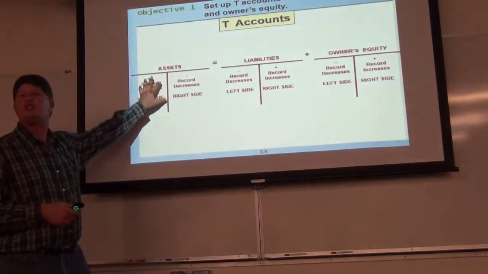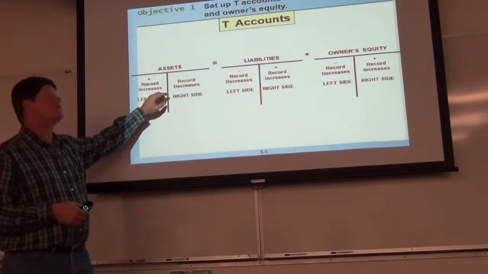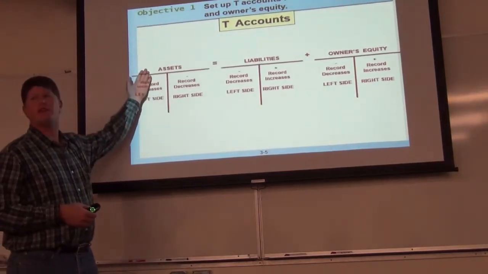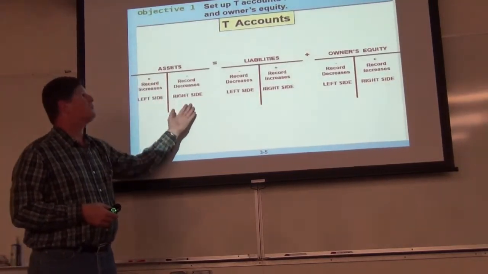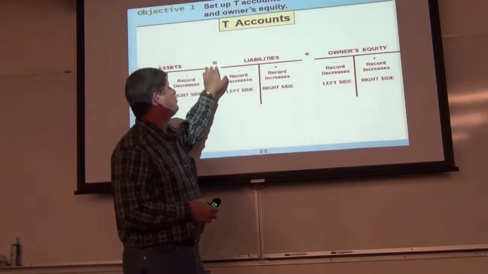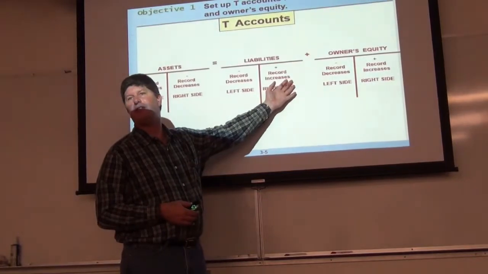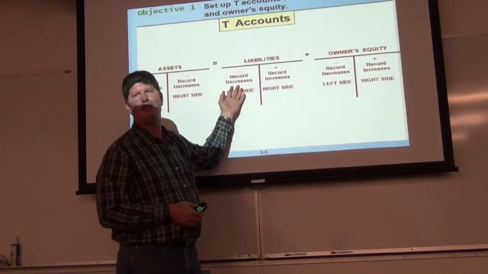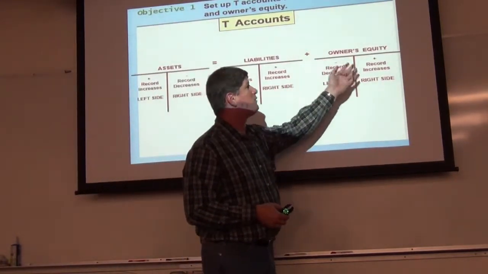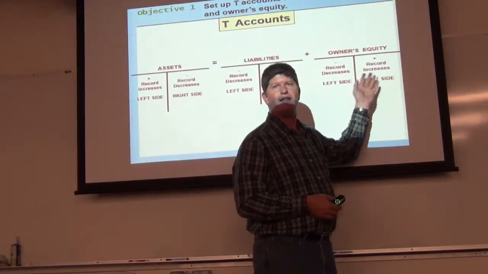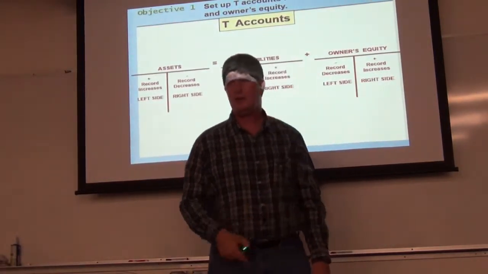What does change is which side increases or decreases. So assets increase on the debit side, decrease on the credit side. We get to the other side of the equal sign, liabilities increase on the credit side and decrease on the debit side. Owner's equity increases on the credit side, decreases on the debit side. Okay?